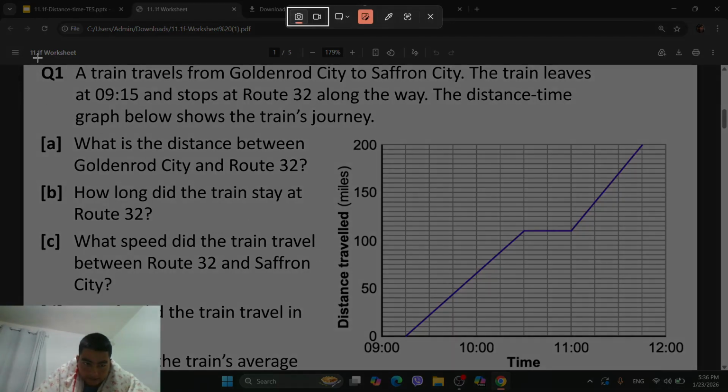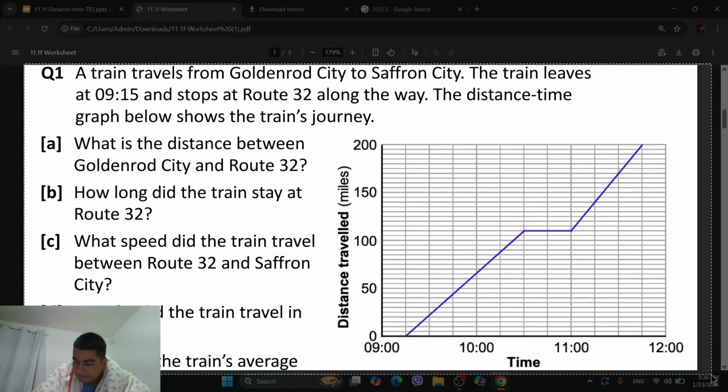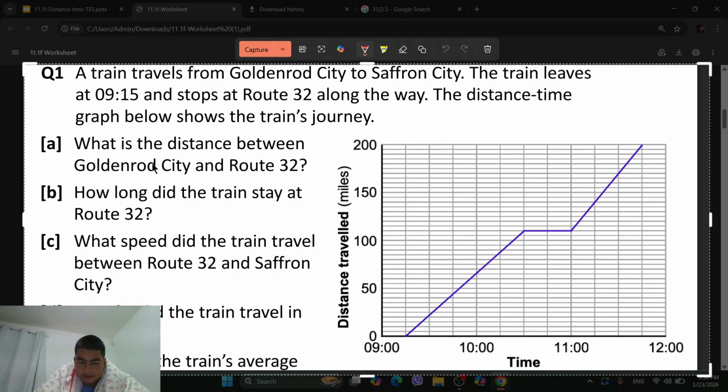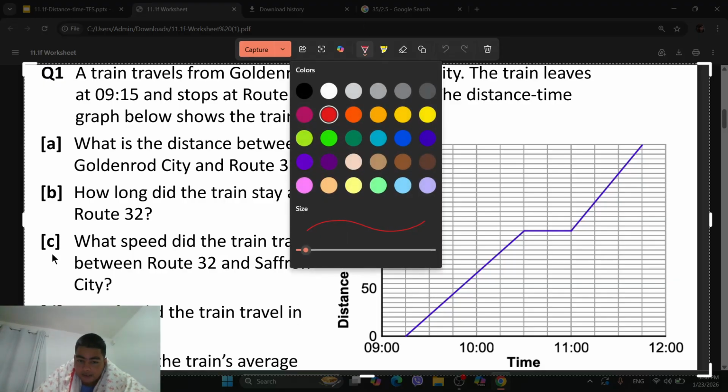Let's try to solve this problem before our time runs out. We have about 5 minutes. What is the distance between Goldenrod City and Route 32? From here till here. In total it traveled from 0 miles up to the maximum of this height right over here. We can see clearly from our picture that till here it is 100 miles. Each unit represents 5 miles, so 5 and then another 5 would make it 100.